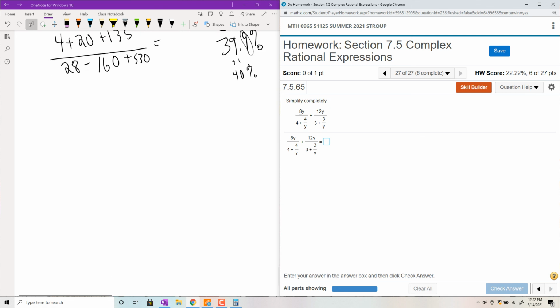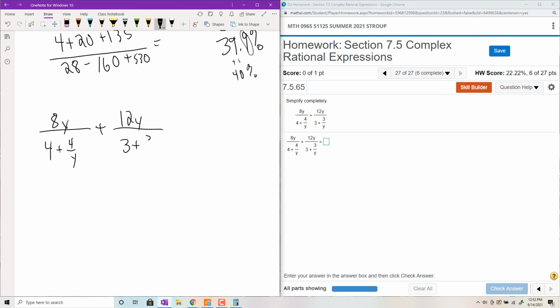Oh boy, this last one. It's just like a challenge problem. 8y all over 4 plus 4 over y, and then plus 12y all over 3 plus 3 over y. Okay, in both cases, I'm just going to multiply top and bottom by the y, and that should clear all the fractions out.